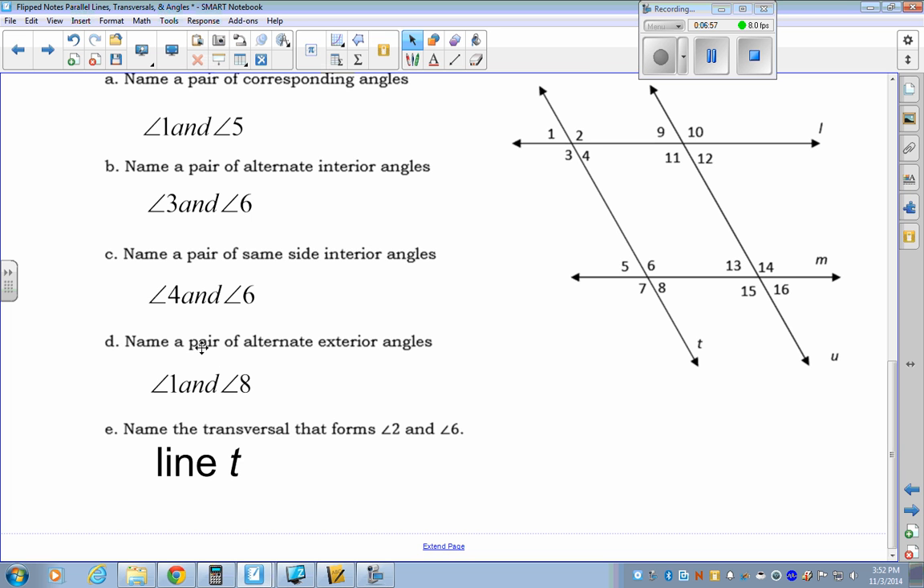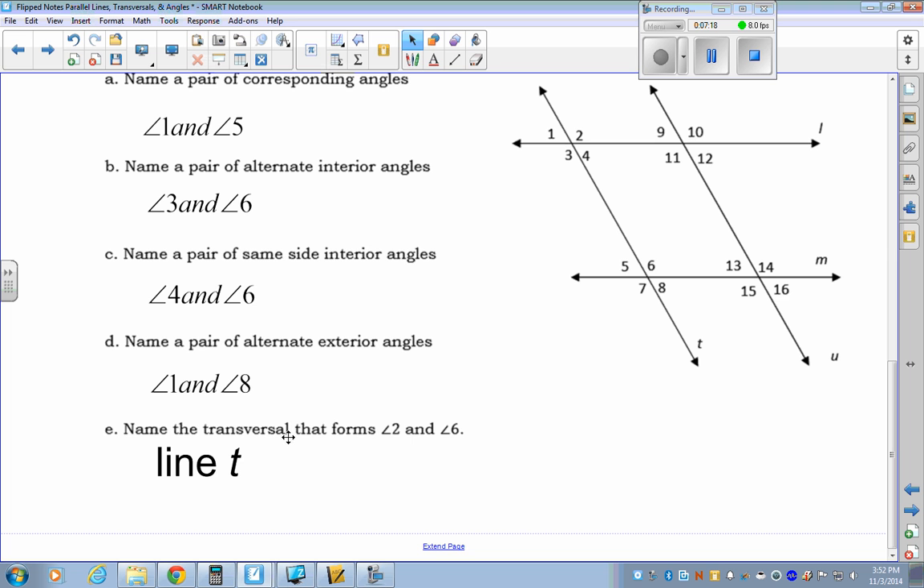Let's see. A pair of alternate exterior angles, again, I chose angle 1 and angle 8. 2 and 7 would also work. 9 and 16 would work. 10 and 15 would work. 7 and 14 would work. 5 and 16 would work. 3 and 10 would work. And 1 and 12 would also work.